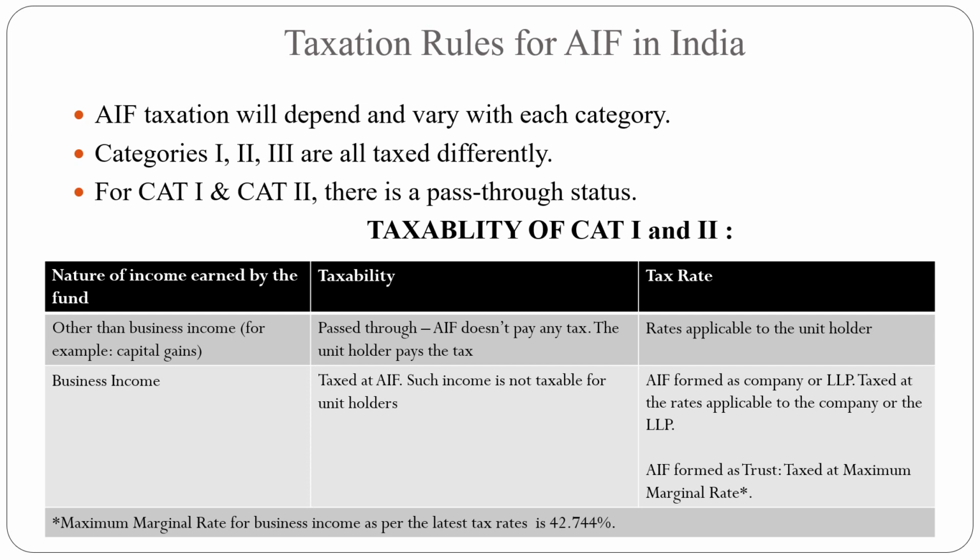In case AIF has some business income, then tax is paid at the AIF level and such income is not taxable for the unit holder. So it means AIF is required to pay tax, and if the AIF is formed as a company or LLP, tax is at the rates applicable to the company or the LLP. So in the case of business income, the AIF has to pay tax at the maximum marginal rate, which can go up to 42%.